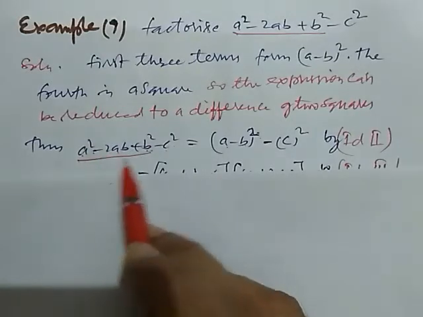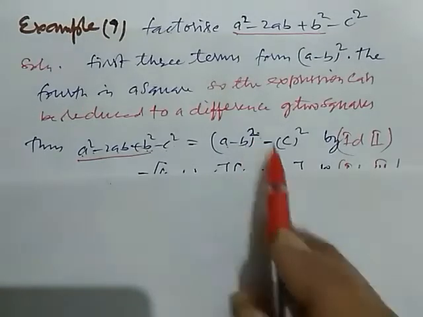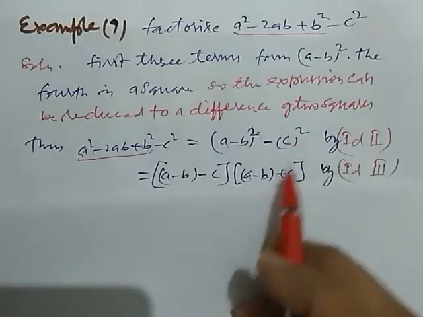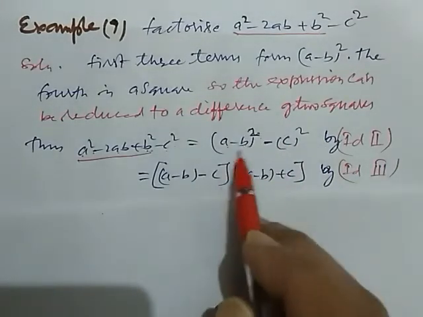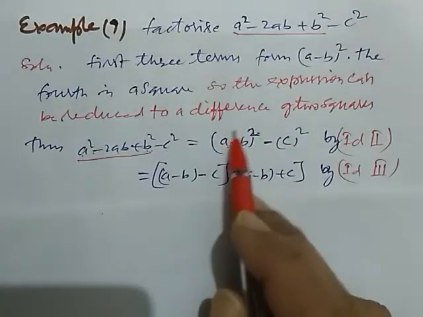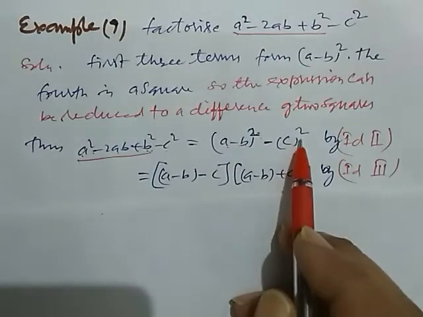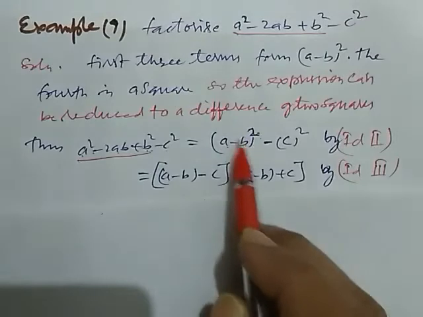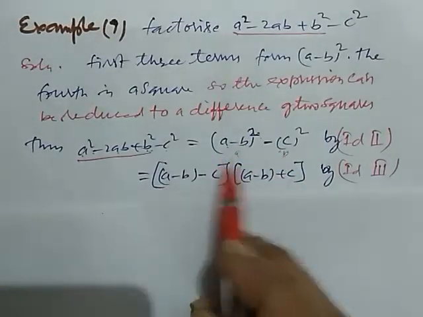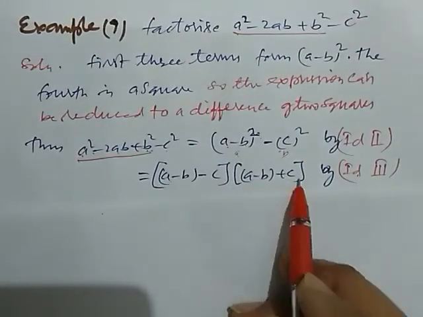So by utilizing this, instead of this we put a minus b whole square. Now we get two terms, both are squares. So this becomes a square minus b square form, using identity third. Now this is a square and this is b square. This is a and this is b. So by identity third, we can write their difference and their sum.